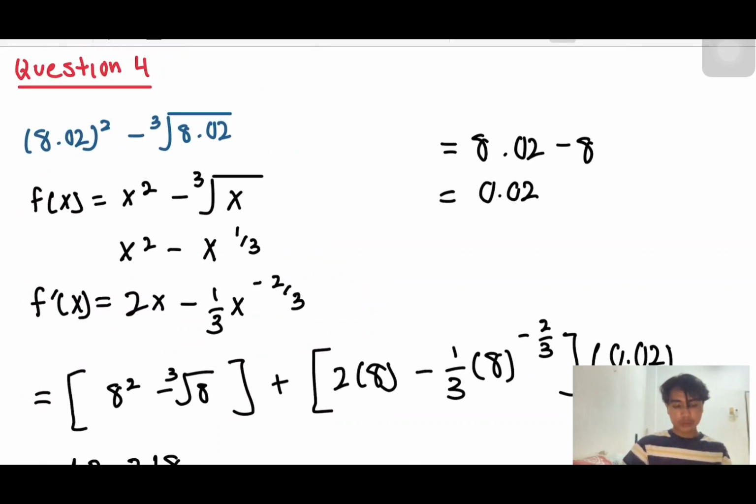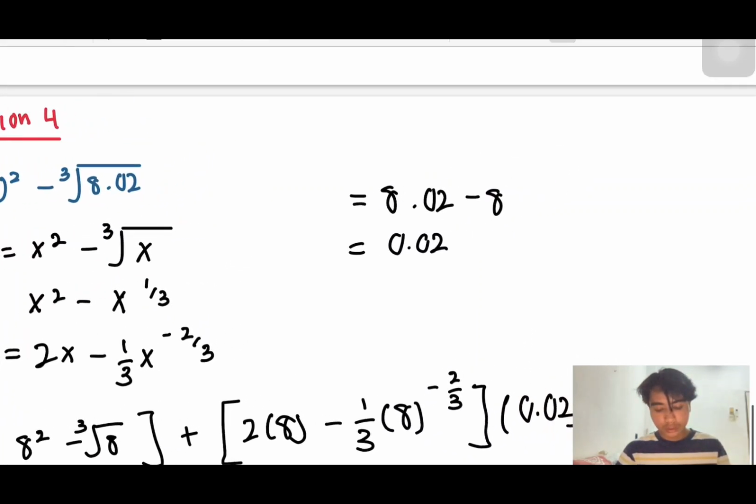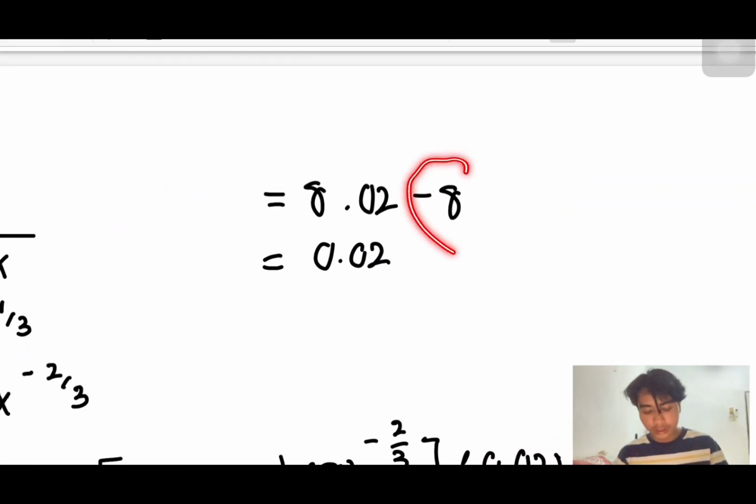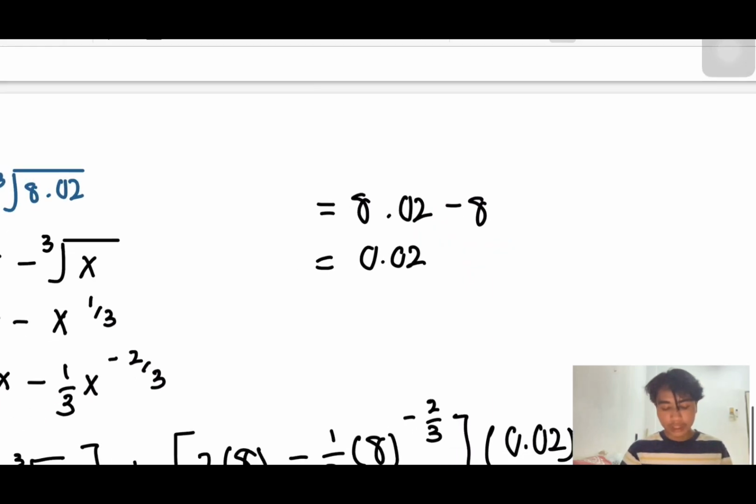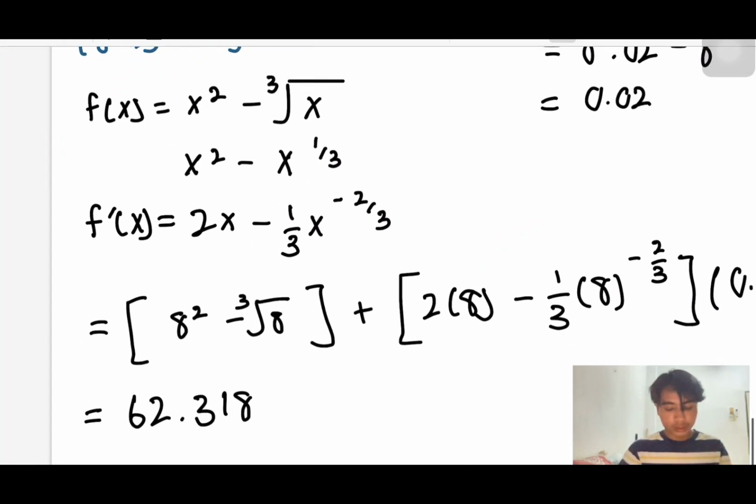Alright, next we have to choose a value that is the nearest to 8.02. So the value is 8. So 8.02 minus 8, we will have 0.02.